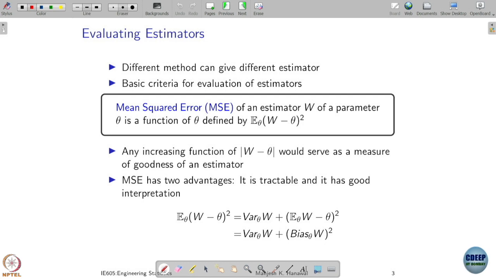What is the mean squared error doing? Suppose W is your estimator, and of course this depends on your data samples X, which I have suppressed in this definition. And this is an estimator for parameter theta, let's say. Now I'm going to define its mean squared error as simply the expected value of the squared difference between this W and the theta.